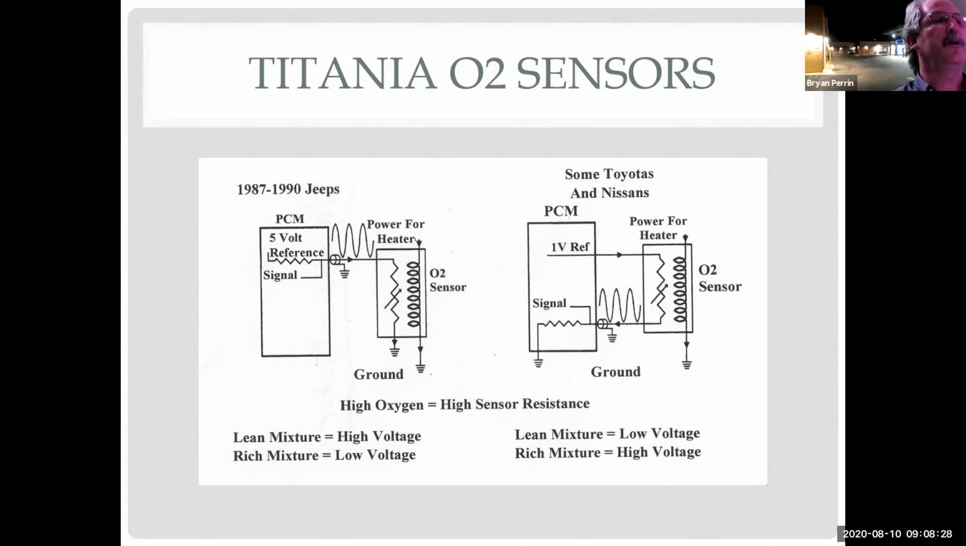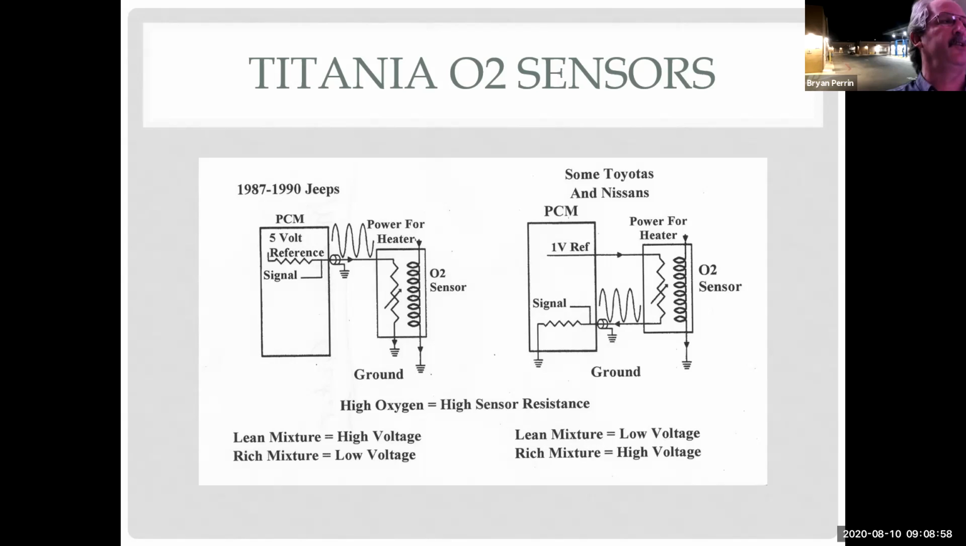So some Toyotas and Nissans used a 0 to 1 volt sensor, and it would act very similar to a zirconium sensor. So a lot of people would replace it and not even know. As long as you ordered the sensor for the application, put it in, your scope pattern looks about the same, you're really no wiser. And so a lot of people didn't really realize.